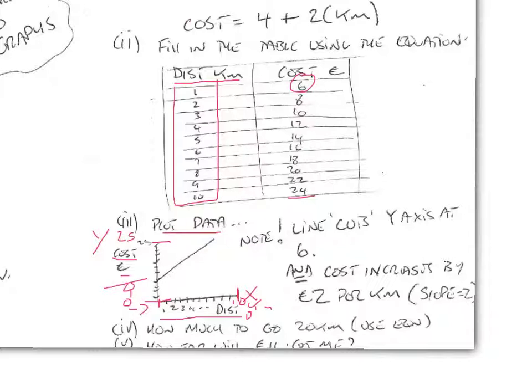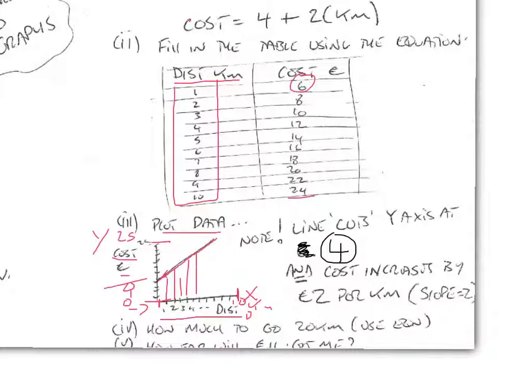And then we simply plot the data. We look at a distance of 1 kilometre, and we see that that gives us a point at 6, 2 gives us 8, 3 gives 10, and onwards we go, and we plot what turns out to be a straight line. And if we notice when we plot graphs like this, the line cuts the y-axis. We can see that it cuts the y-axis at 4.